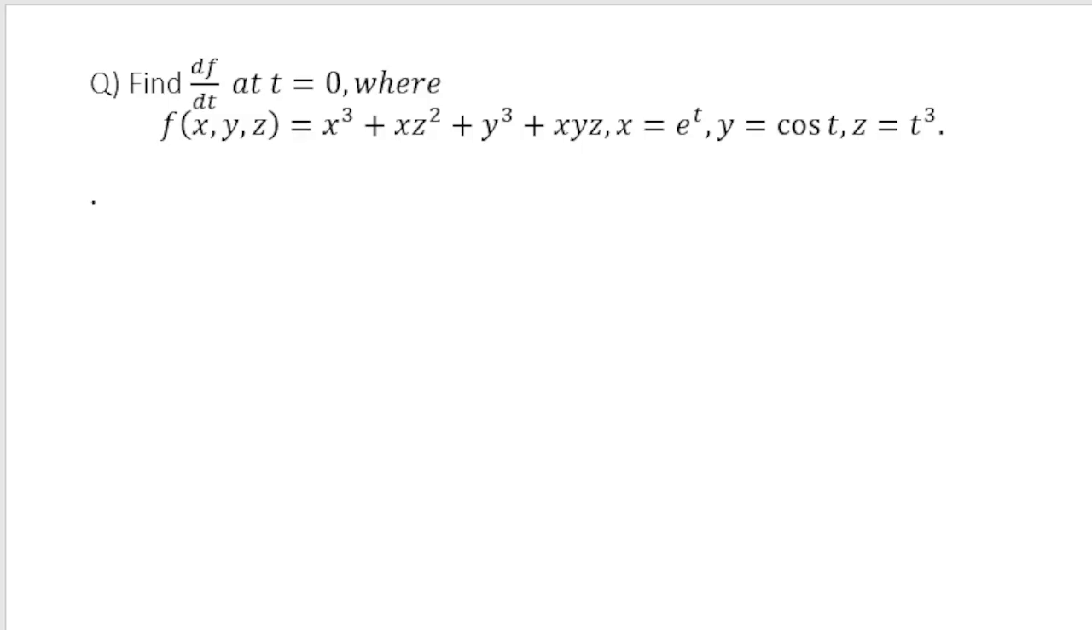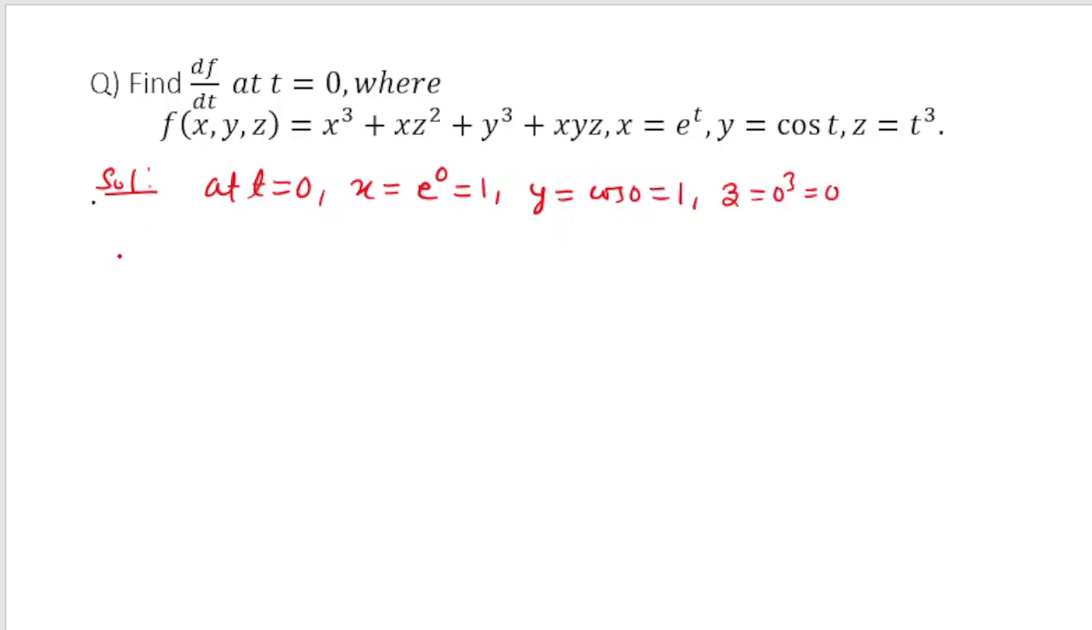Let us take the next problem here, and here also we have a similar problem. So we have to calculate df by dt at t is equal to 0, where these are the functions. So first of all, we need to evaluate the value of x, y and z at t is equal to 0. So at t is equal to 0, x is e to the power 0, that is 1. y is equal to cos 0, so cos 0 is also equal to 1, and z is equal to 0 cube, so that will become 0. And we have to evaluate df by dt.